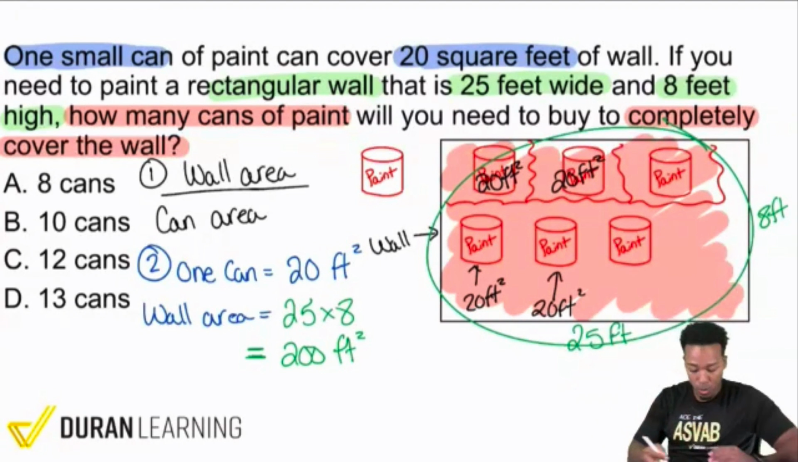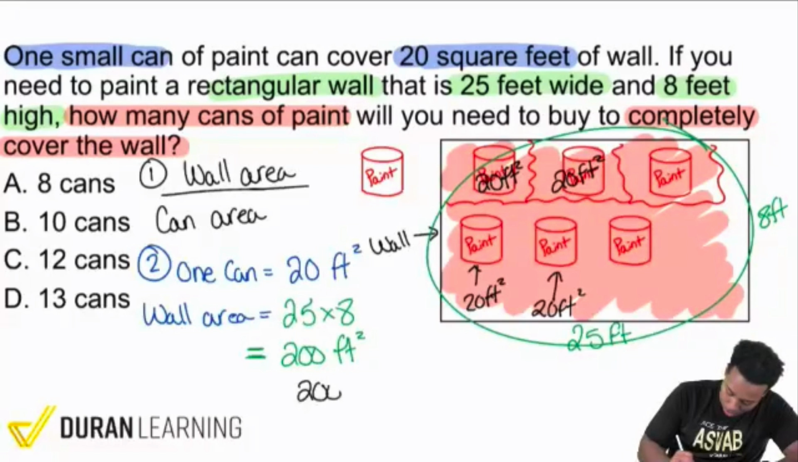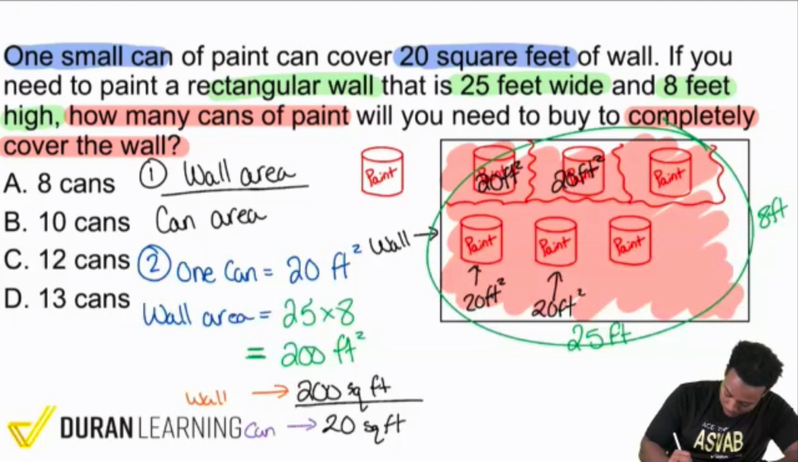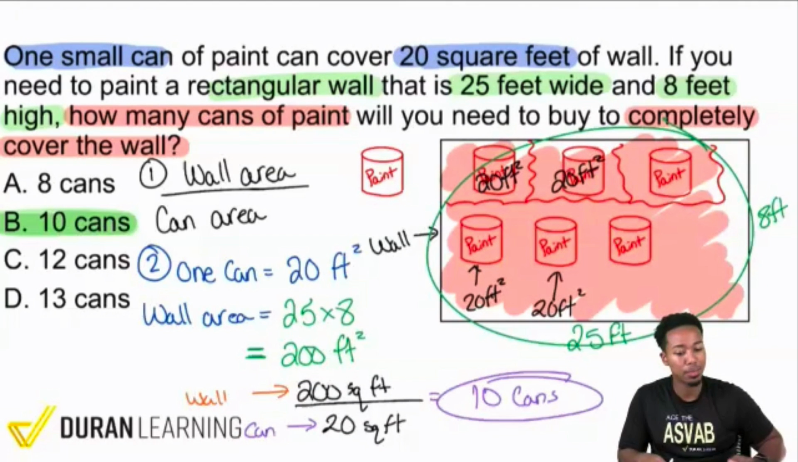And when we do that, Anna perfectly stated, when we divide the 200 square feet by 20 square feet, so again, this right here is the wall, this right here is a can, that's going to give you 10 cans. That's how many cans you need.